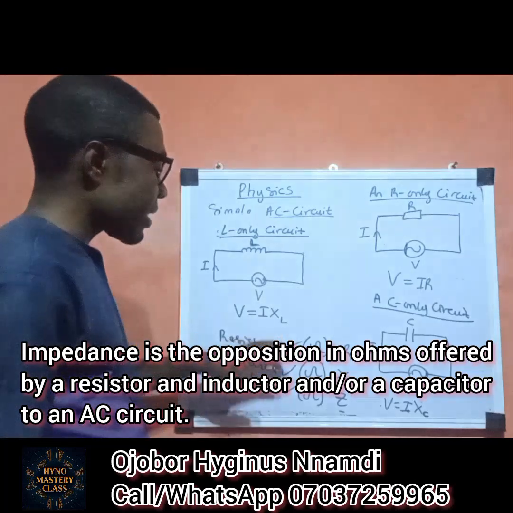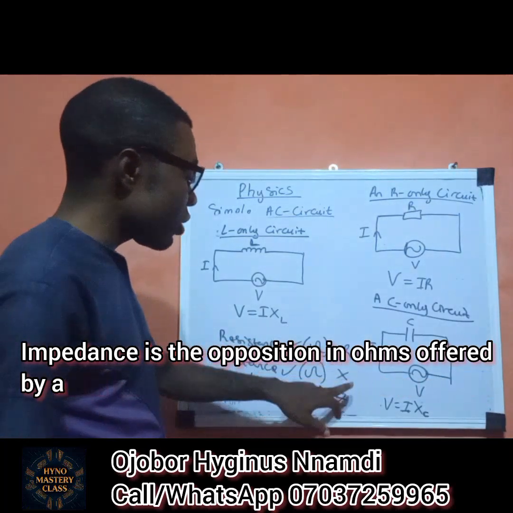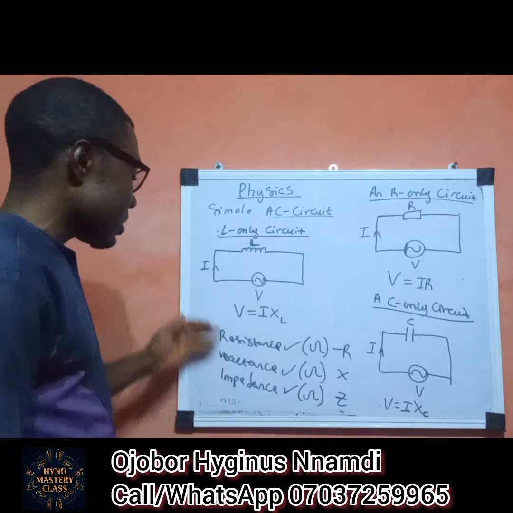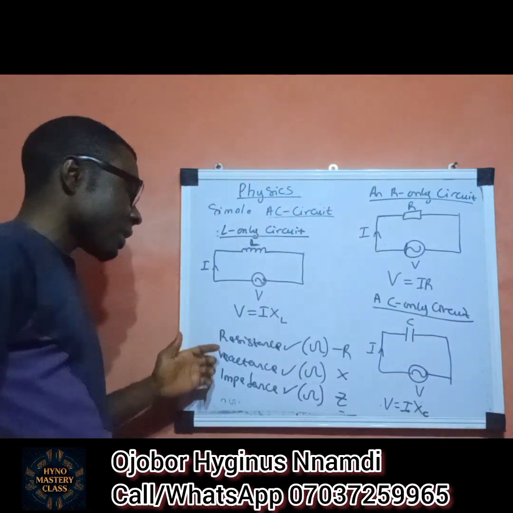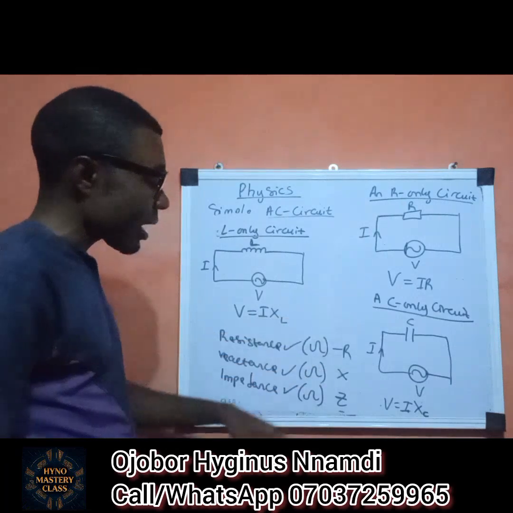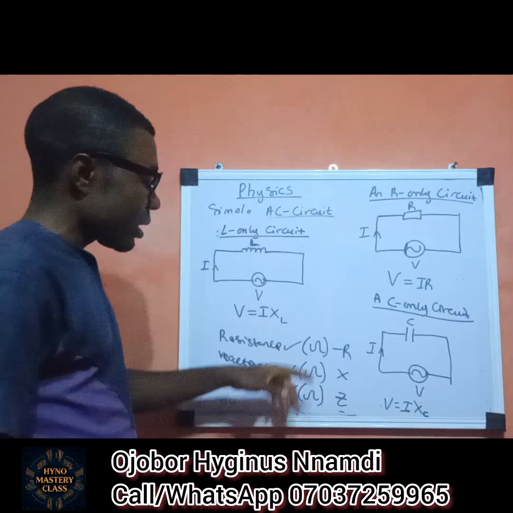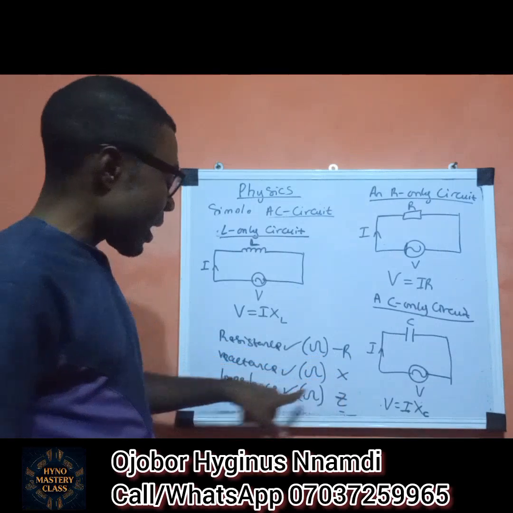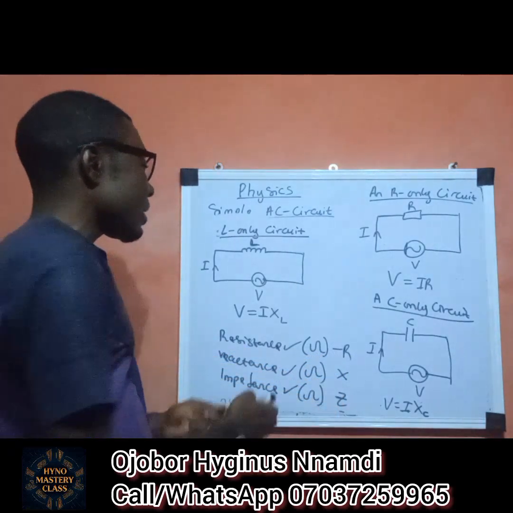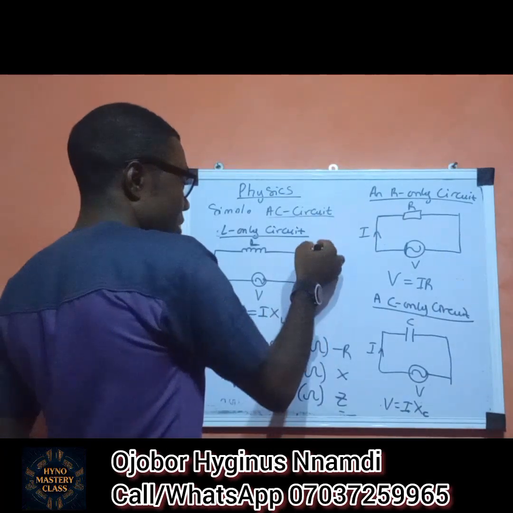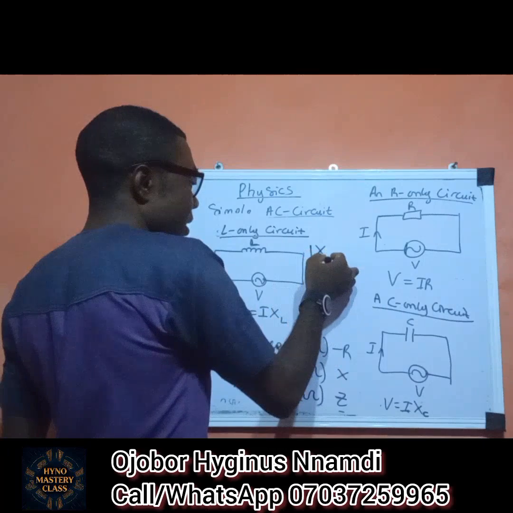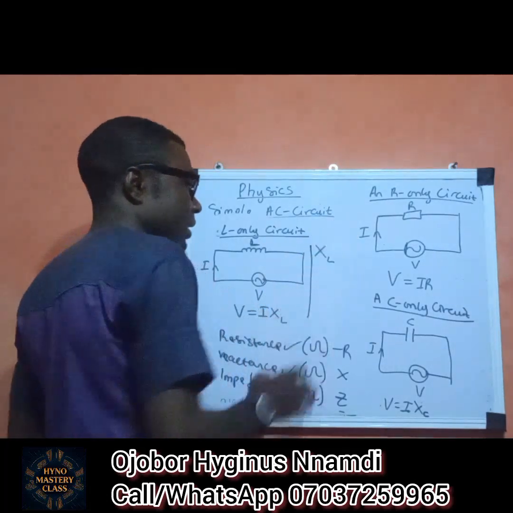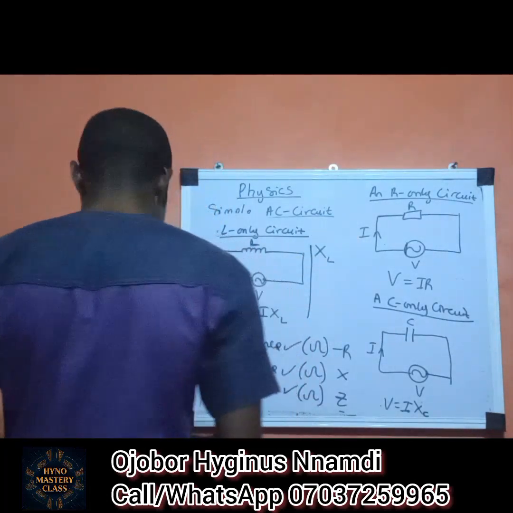So if the opposition is provided by a resistor and any of inductor, capacitor, or both, you call it impedance. So these are the three quantities: resistance, reactance, and impedance. The three of them are in ohms because they are resistance. Resistance is represented with R, reactance is represented with X, and impedance is represented with Z. Reactance is of two types. The reactance XL is the opposition provided by an inductor. We call it inductive reactance.